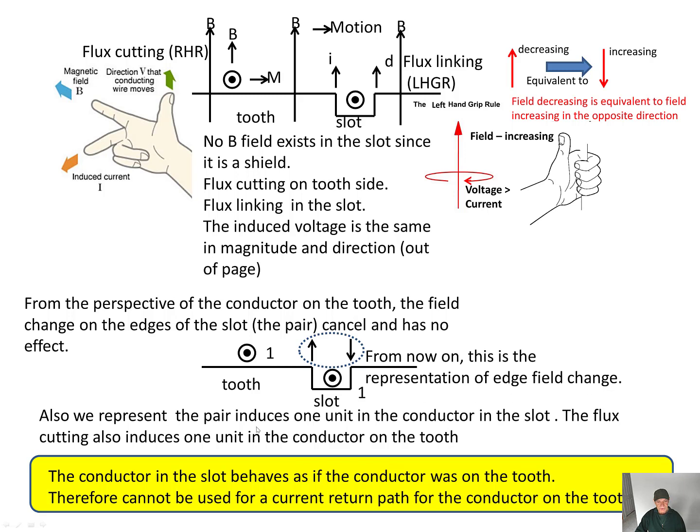Also, we represent the pair induces 1 unit in the conductor in the slot. The flux cutting also induces 1 unit in the conductor on the tooth. The conductor in the slot behaves as if the conductor was on the tooth. Therefore, it cannot be used as a current return path for the conductor on the tooth.